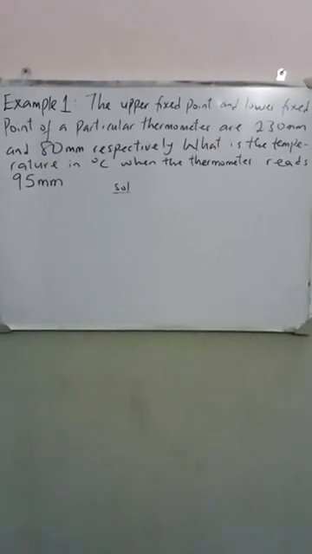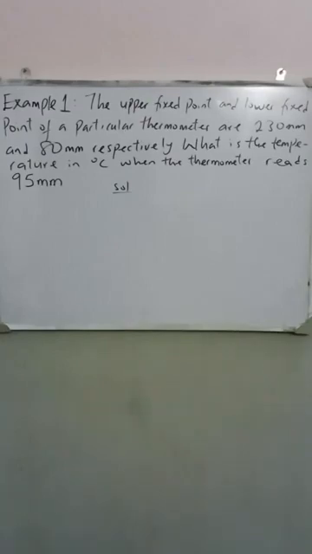Okay, so let's see this example. In this example, we are told that the upper fixed point and lower fixed point of a particular thermometer are 230 millimeters and 80 millimeters respectively. What is the temperature in degrees Celsius when the thermometer reads 95 millimeters?